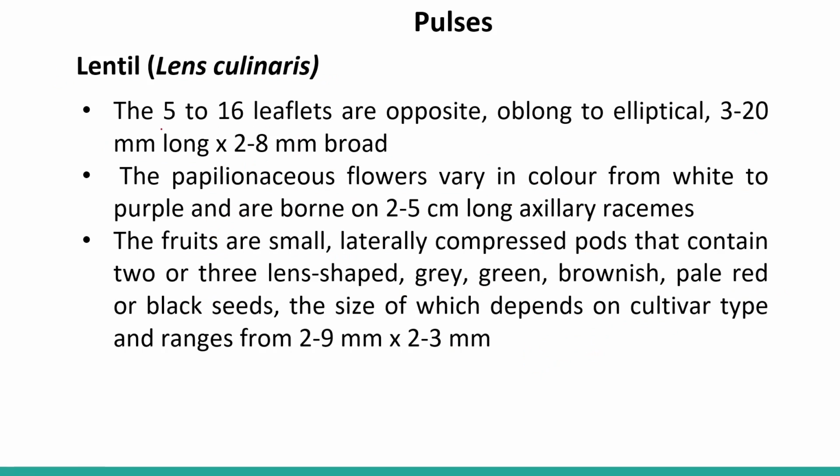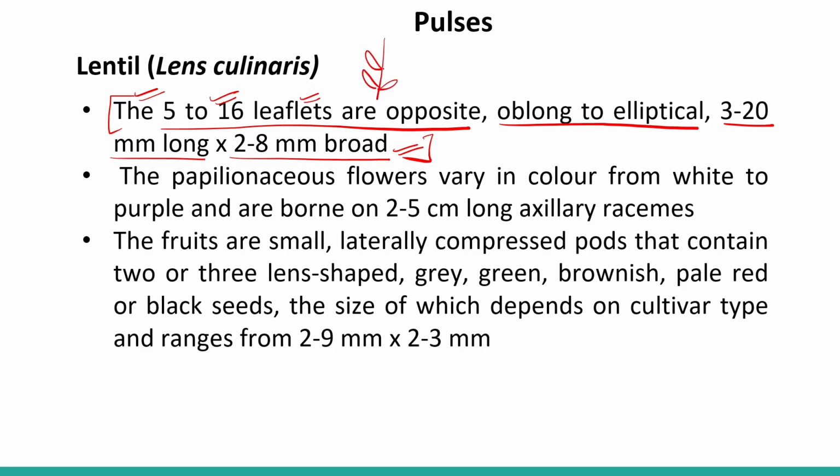The 5 to 16 leaflets are opposite, oblong and elliptical, 30 to 20 millimeter long and 2 to 8 millimeter broad. So this is the description of the type of leaf present in lentil. So it basically has 5 to 16 leaflets in opposite arrangement. So what is opposite arrangement? We have studied in morphology of flowering plants, right, in the class 12th syllabus. So this is opposite arrangement of leaf, right? So it has 15 to 16 leaflets like this, oblong or elliptical. So this is the shape of the leaflet, and 30 to 20 millimeter long. So this is the height, and this is the breadth, that is 2 to 8 millimeter broad.